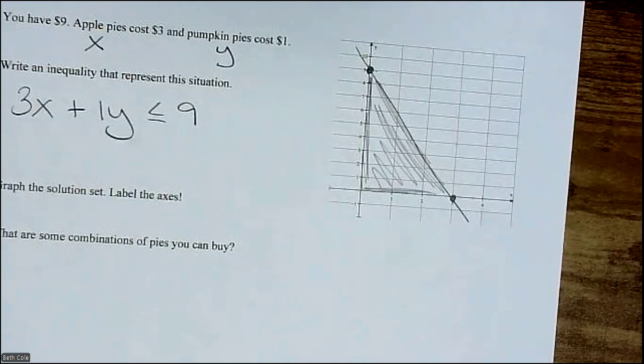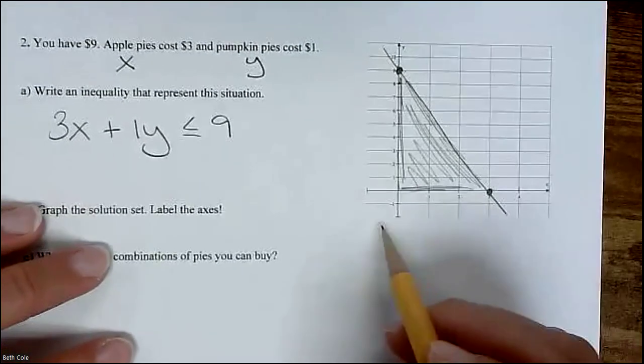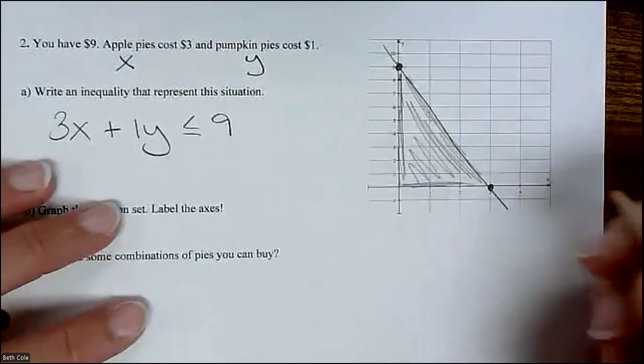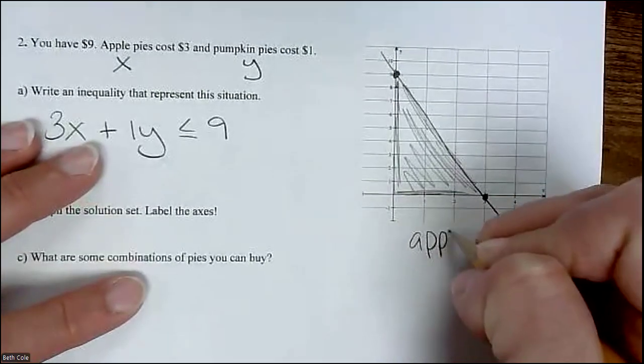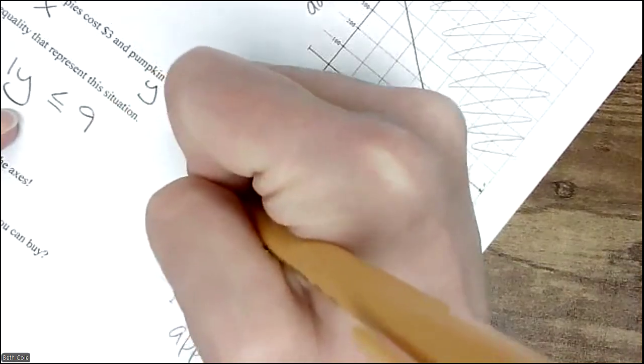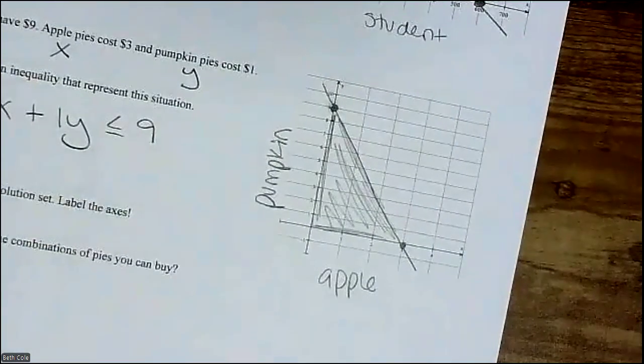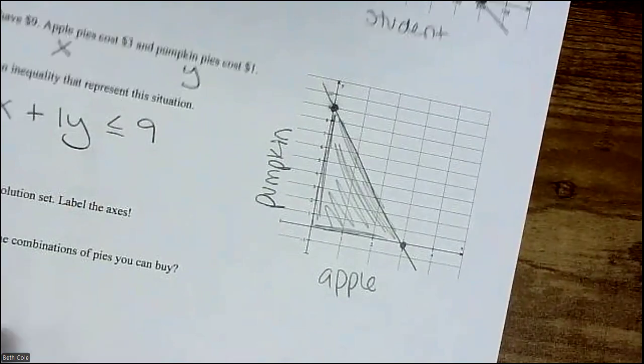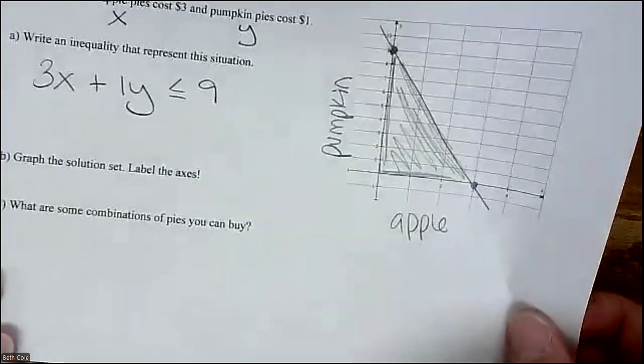Well, there aren't negative apple pies. So now if on a test you shaded in there, I wouldn't take off. If you shaded the below, like the correct side, I'm happy, you know. Now label your axes. We said X was what? Apple. Y is pumpkin. This isn't hard. You just have to read, right? It's not difficult, but you just need to read and pay attention.